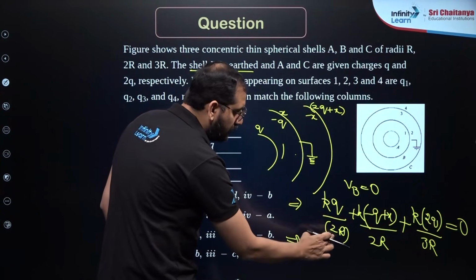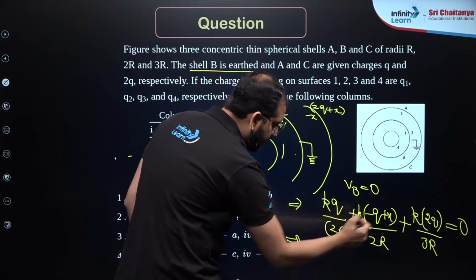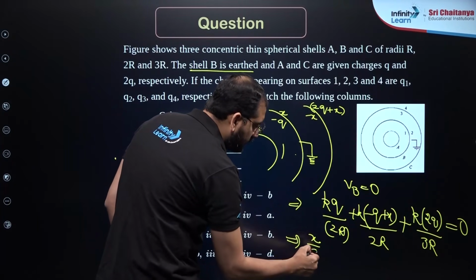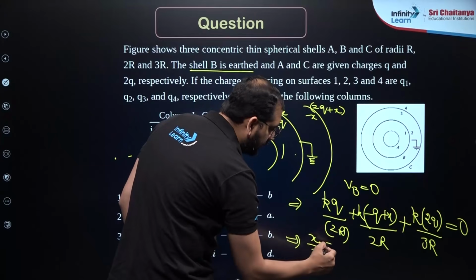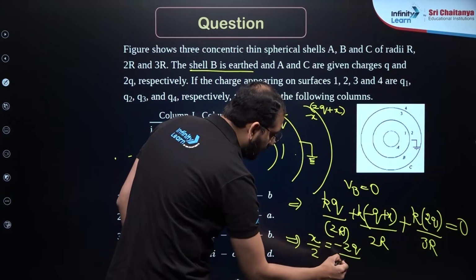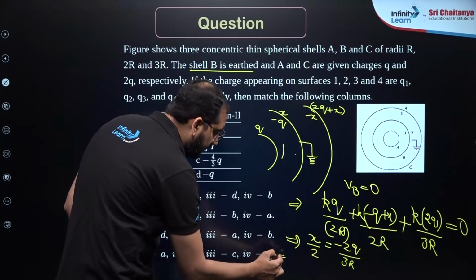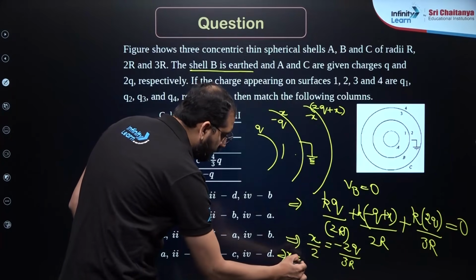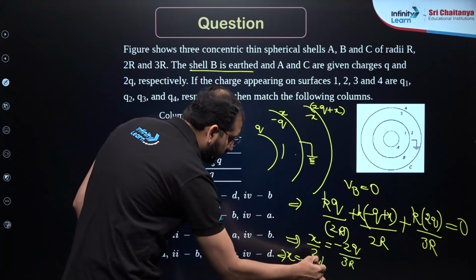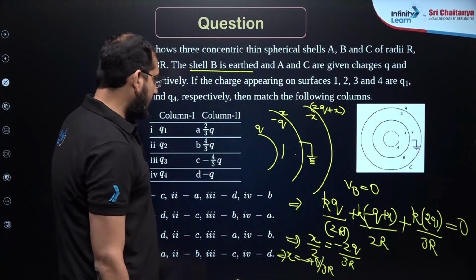So KQ by 2R and minus KQ by 2R get cancelled out. Then we have here X divided by 2, and over there we have minus 2Q divided by 3R. Remaining terms have cancelled out. I am getting X equal to minus 4Q upon 3R. Okay, so let us see.